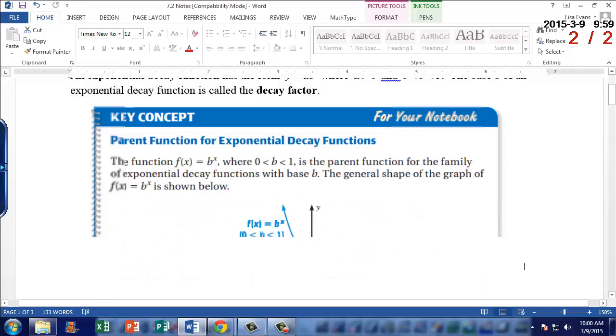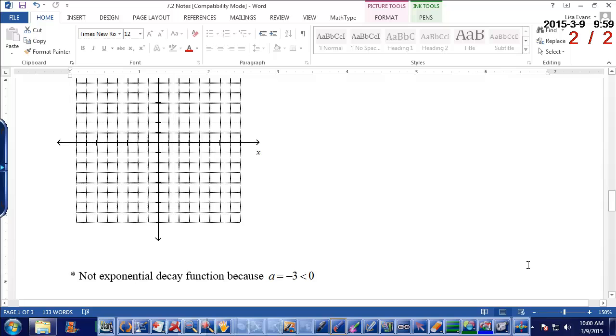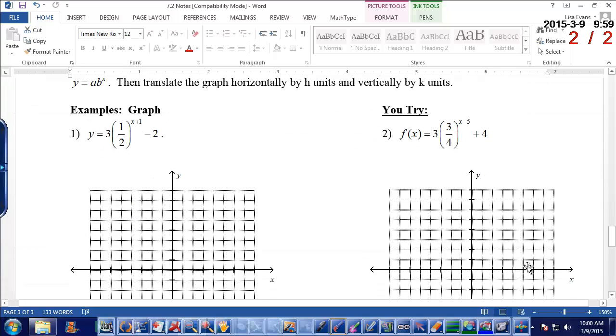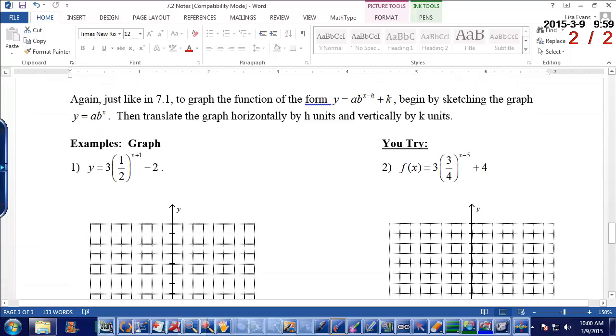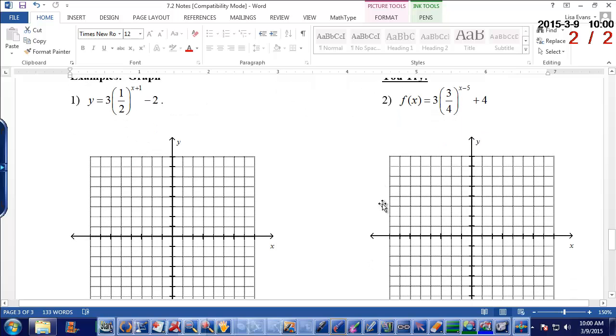Okay, now we're going to go ahead and talk about translations. We're going to do the same exact thing as yesterday. You should definitely notice a pattern. Okay, we have the same equation. Our h is our horizontal shift, and our k is our vertical shift. So we're going to go ahead and break this down, graph it, and then shift it. Okay? So step one in this problem, number one, step one is we are going to graph y equals 3 times (1/2) to the x.